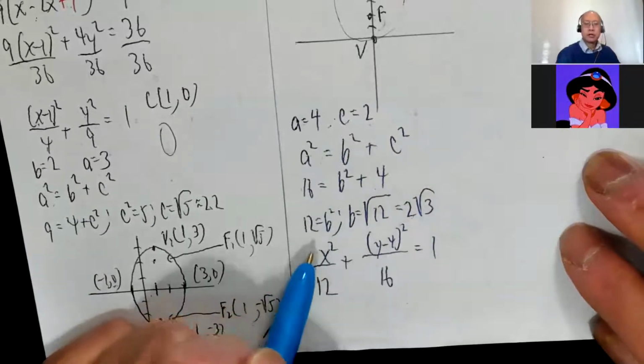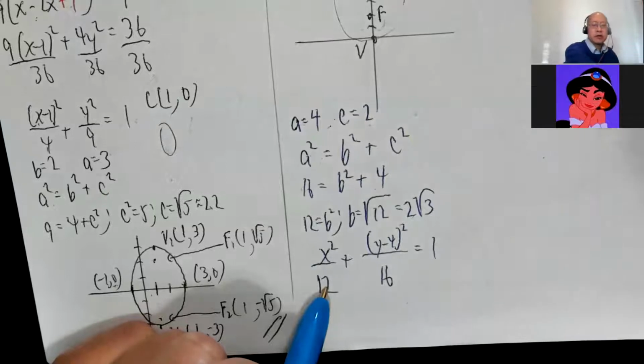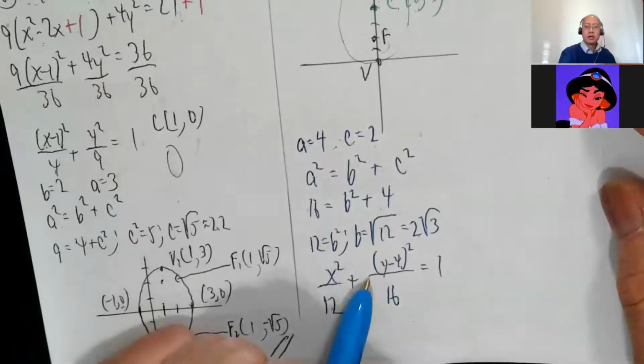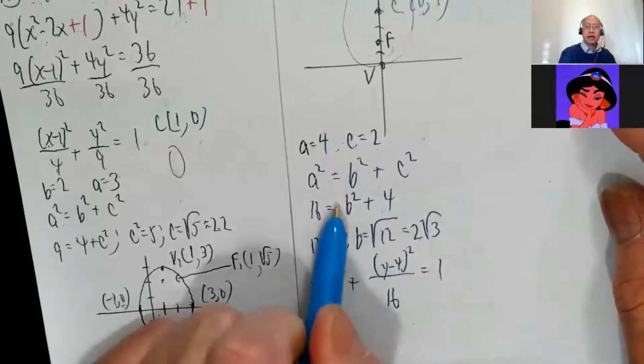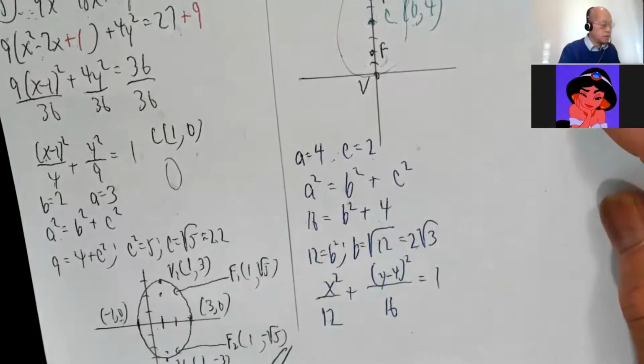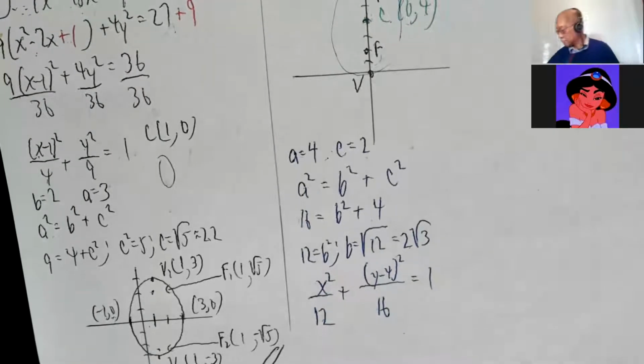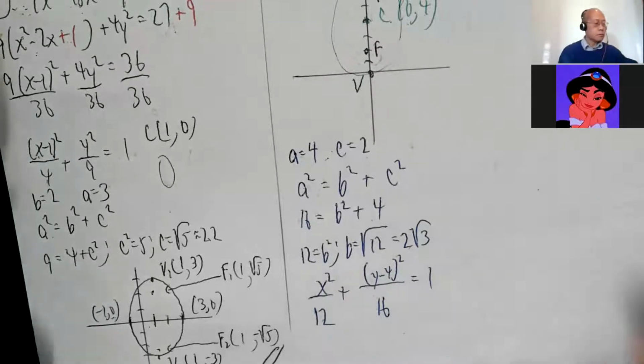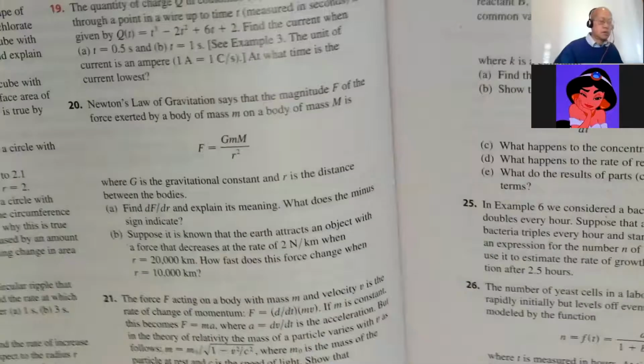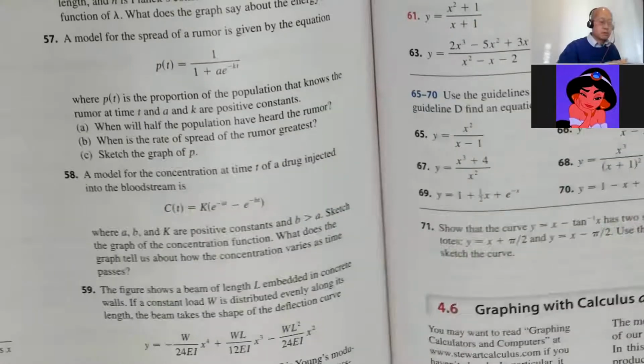But we have everything we need. So x squared over B squared, the smaller number should go in the x direction. So it's x squared over 12 plus y minus 4 squared over A squared, 16 equals 1. Okay, so that's what we have for that one. Okay, so that was pretty much it for the ellipse. So I'm ready to start the hyperbola now. Back to where we were.